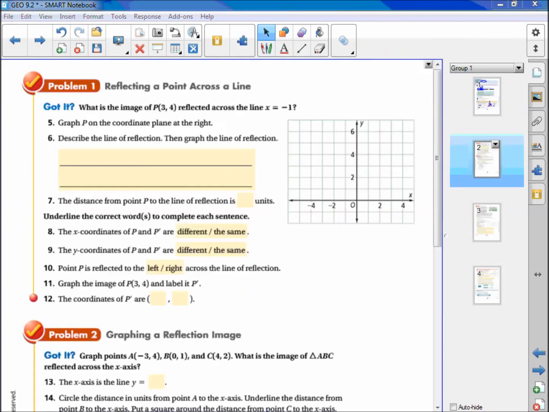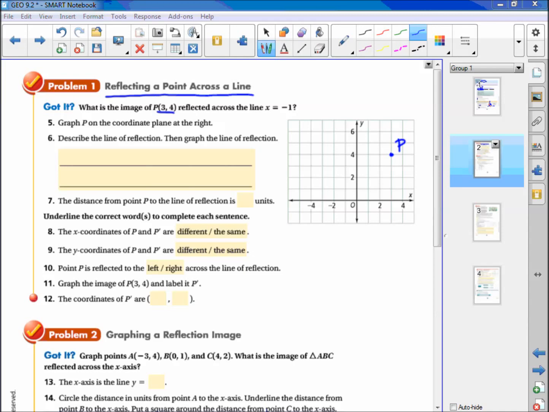Okay, on the top of page 2 here, we have our big problem number 1, reflecting a point across a line. All right, so it's broken down into a bunch of parts here. And the main question says this: what is the image of P, which is at 3, 4, when it's reflected across the line x equal to -1? So our step 1 is to graph P on the coordinate plane at the right. So 3, 4 is 3 to the right and 4 up. And we'll put P here. So this is our pre-image of P. And we want to get the image after we do a reflection.